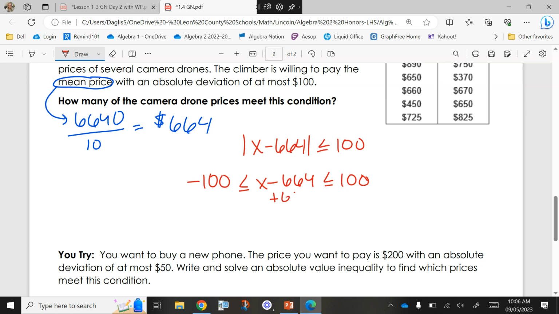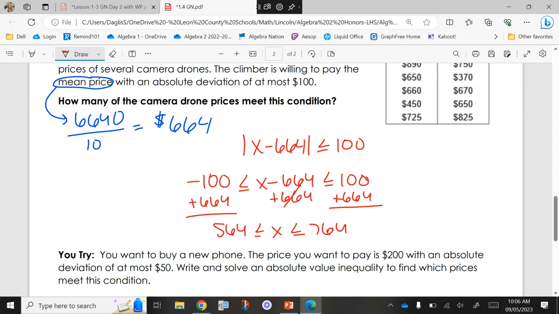So we're going to add 664 to all my sides. And there we go. So I get 564 ≤ x ≤ 764. So does my answer make sense? Yes, that's what we said. That makes sense. Cool, but that wasn't the question, was it?